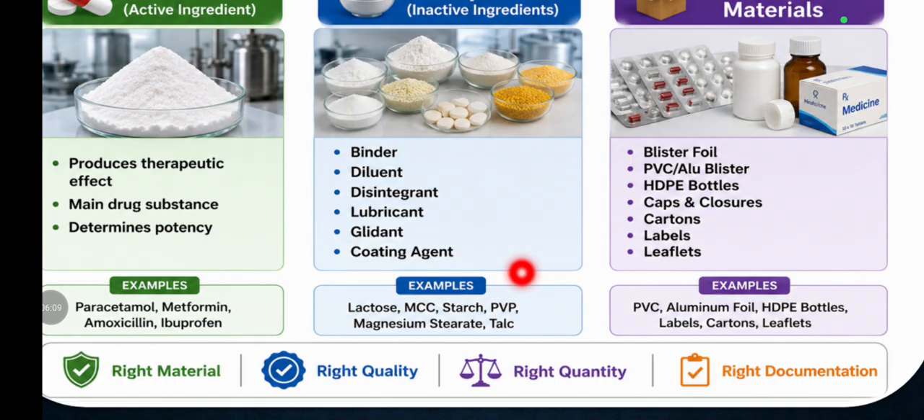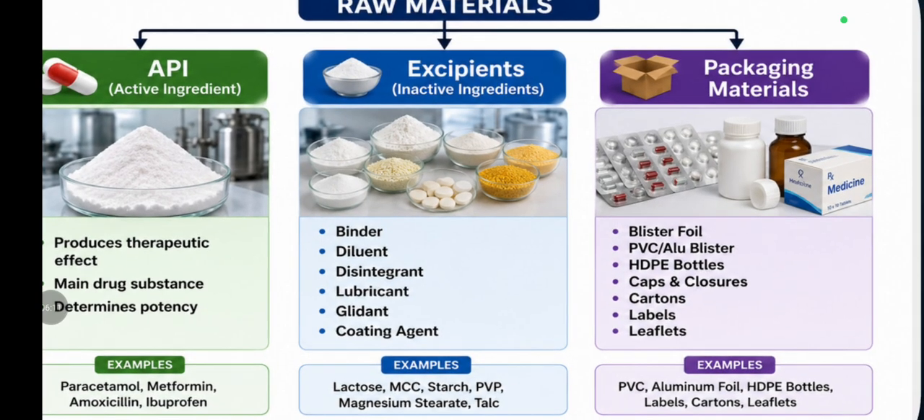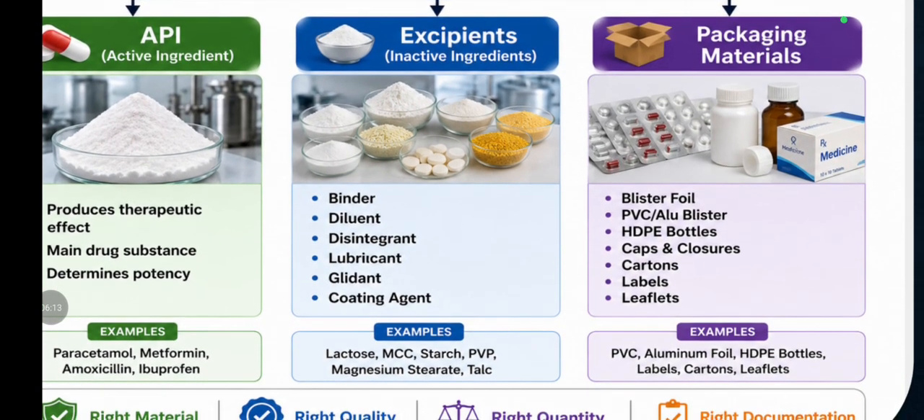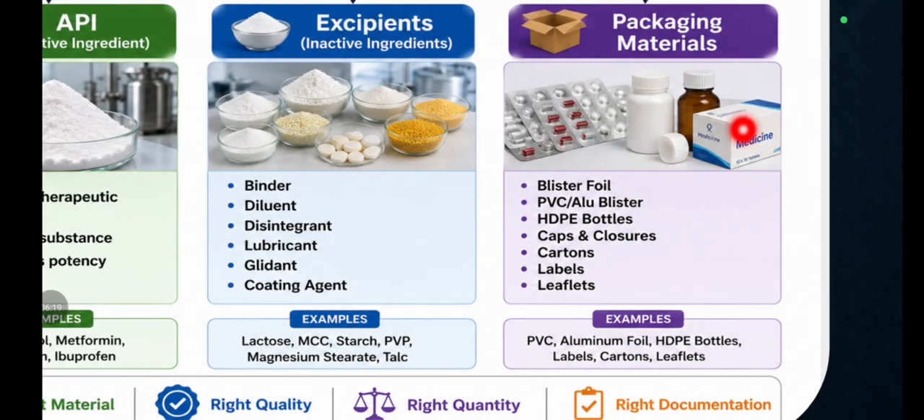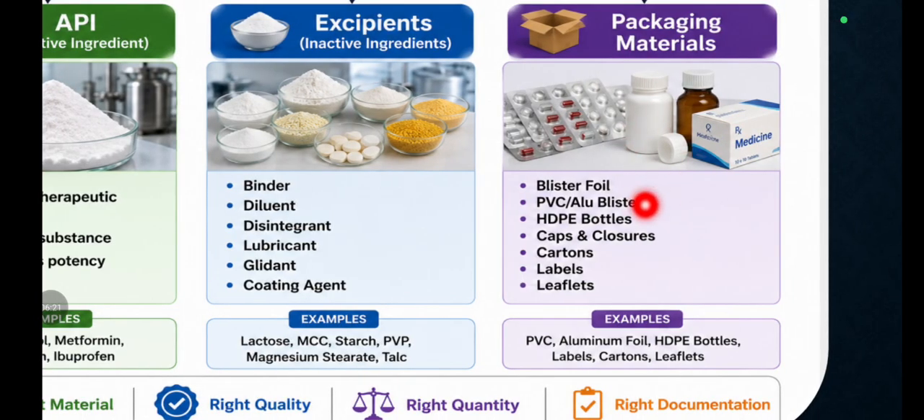These are the examples of the different excipients which are used as raw material in the preparation or manufacturing of the tablet. And next are the packing materials which are used to pack all our final product.